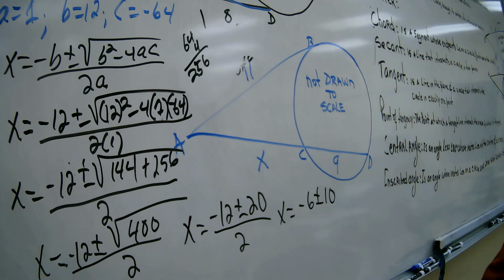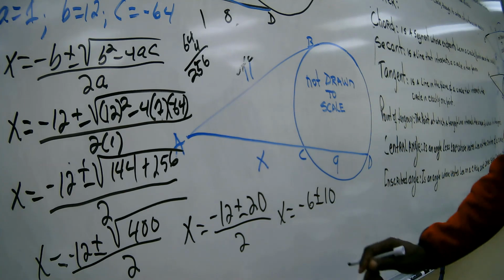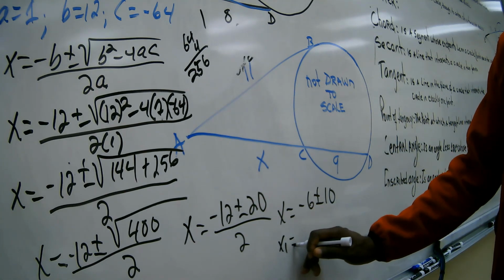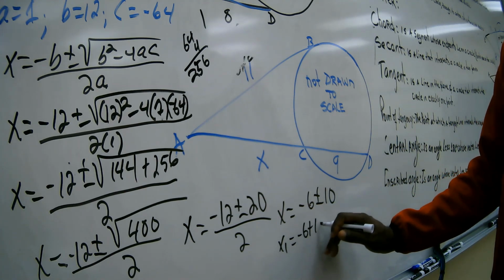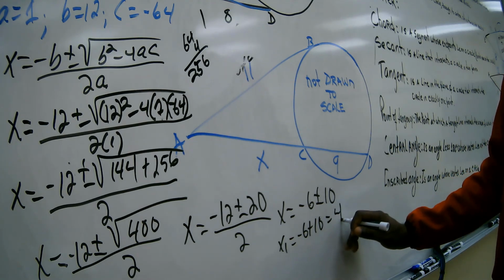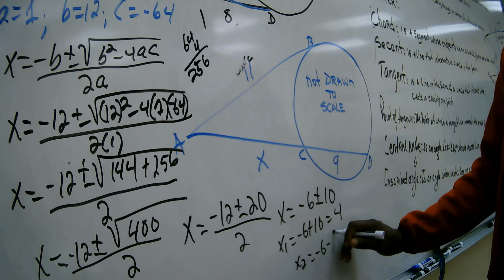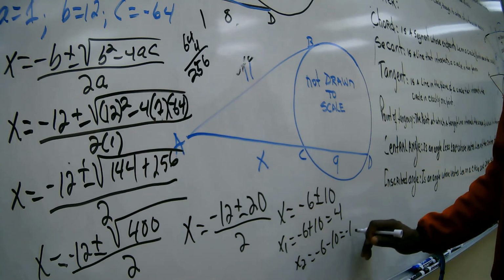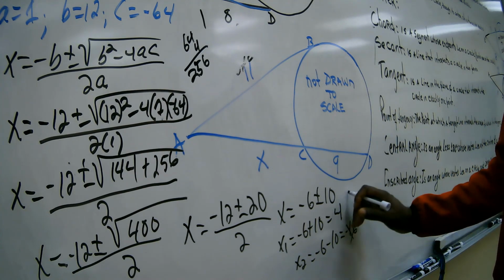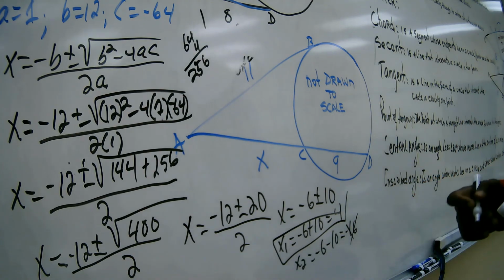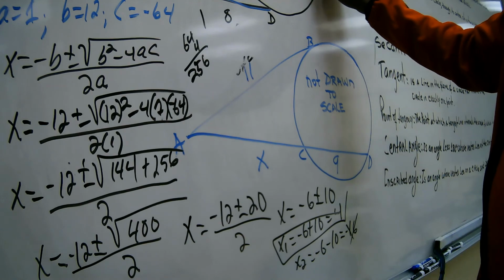As you can see, the answer does not change, and to find your final outcome, that will be negative 6 plus 10, which is 4. The other alternative is negative 6 minus 10, which is negative 16. As you know, we don't need the negative, we only keep the positive one. So let's go on to the next problem. Then we can call it quits on this lesson.